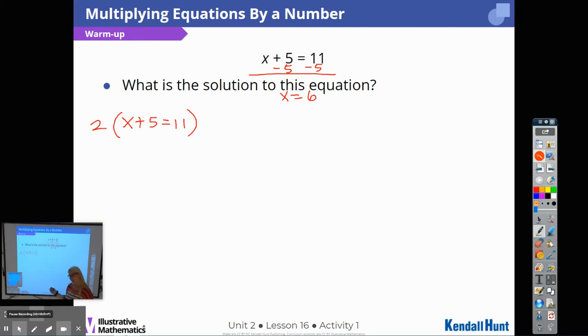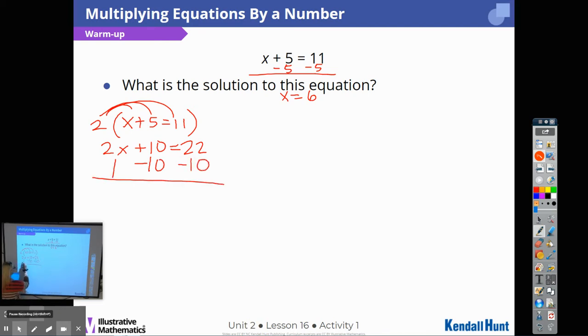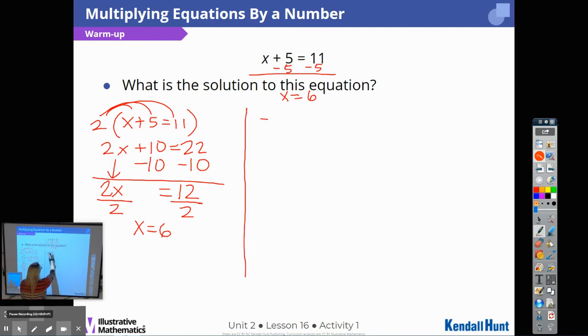What do you get? You should get 2 times x is 2x, 2 times 5 is 10, 2 times 11 is 22. Then subtract 10 from both sides. Bring down your 2x. 10 minus 10 cancel out. 22 minus 10 is 12. Divide both sides by 2, and x equals 6. What happens if I multiply the equation by -3?